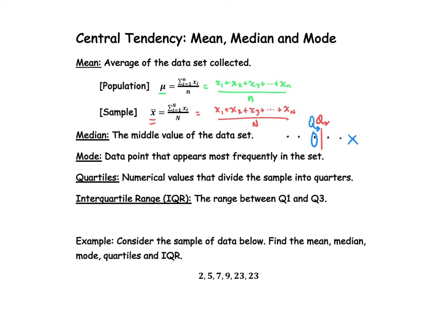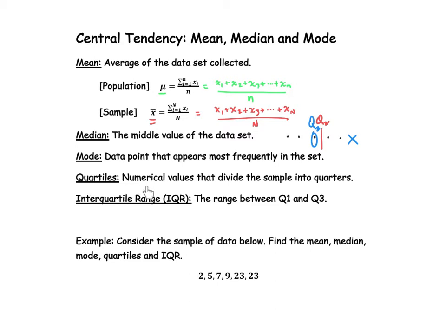The mode, pretty straightforward, is the data point that appears most frequently in the set. If multiple data points occur with the same frequency, then the data set could be bimodal. We'll see that in a little bit here.